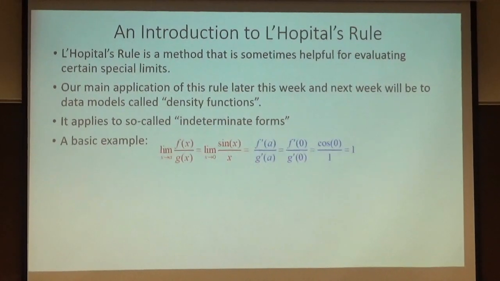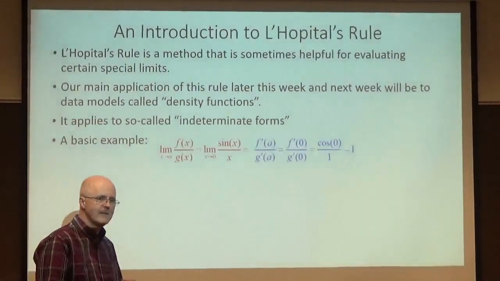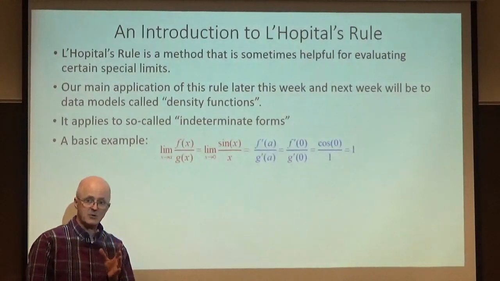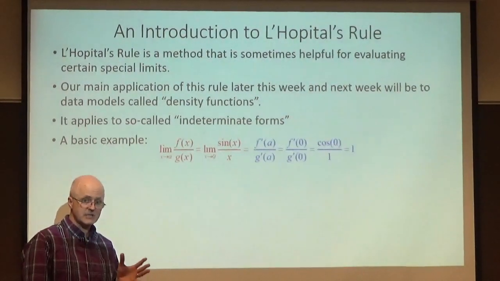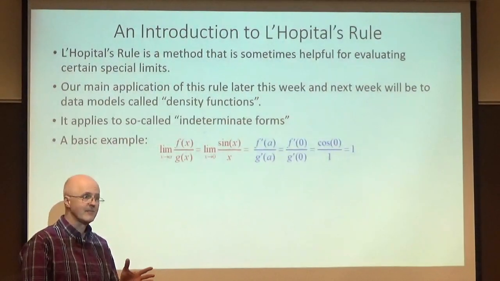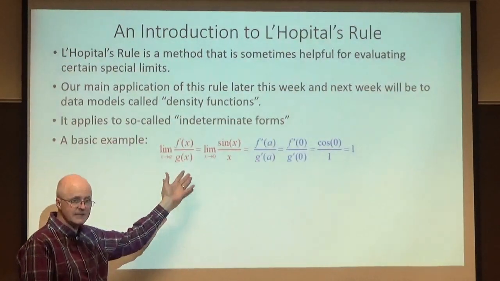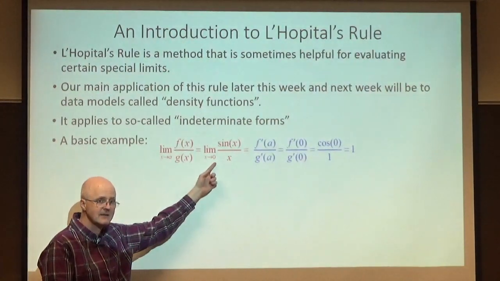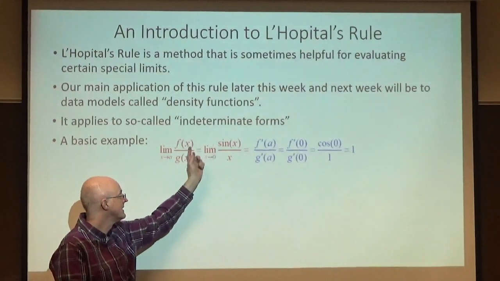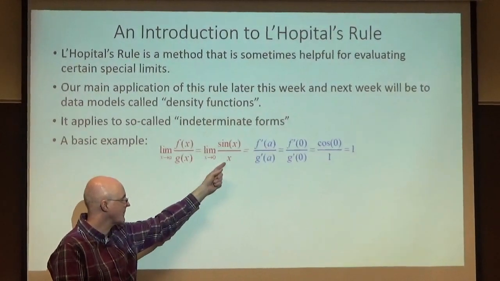Let me verbally say what I just have been saying these last couple of minutes. It's a special trick, you might say, that allows you to evaluate certain special limits. This is one of the most basic examples. A limit of a ratio in this case, as x approaches some number a, which is 0 in this case, where the top function, f of x, happens to be sine of x in this case, and the bottom function, g of x, happens to be x.